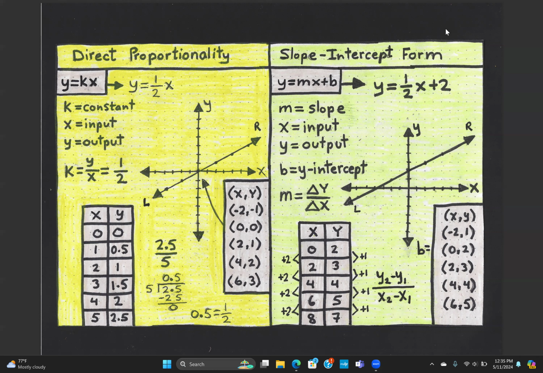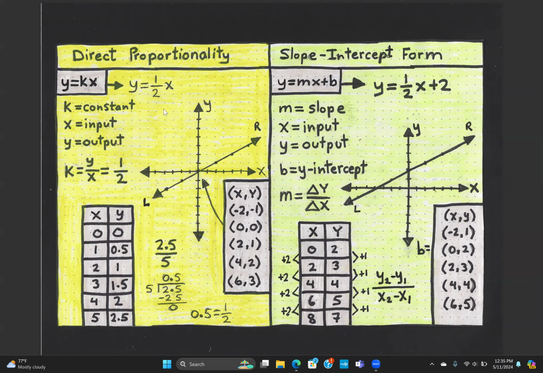And today we're going to compare and contrast direct proportionality with the slope-intercept form of a linear equation. Kind of think of the direct proportionality equation as the parent function to y equals mx plus b. And if you notice right here, there's nothing behind the x. And in this case, there's something behind the x called b.